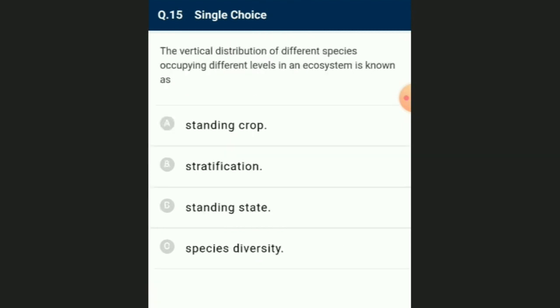Question number 15. The vertical distribution of different species occupying different levels in an ecosystem is known as. Interaction of biotic and abiotic components results in physical structure that is characteristic for each type of ecosystem. Stratification, the vertical distribution of different species occupying different levels, is called stratification. Answer for this question is option B. Stratification.